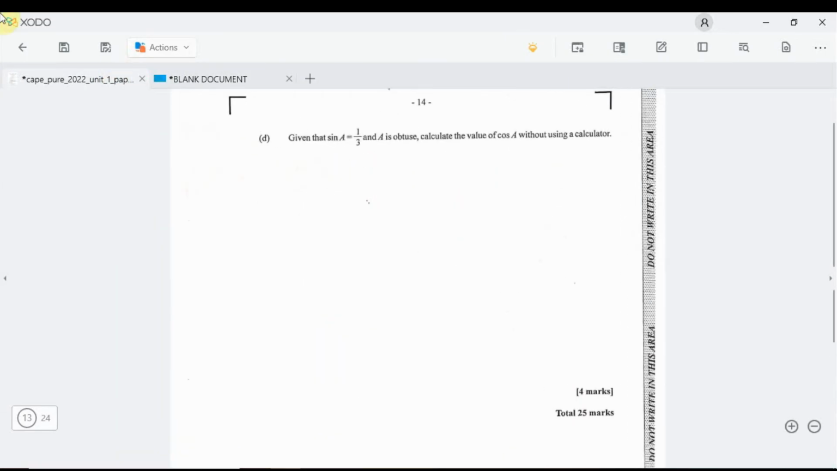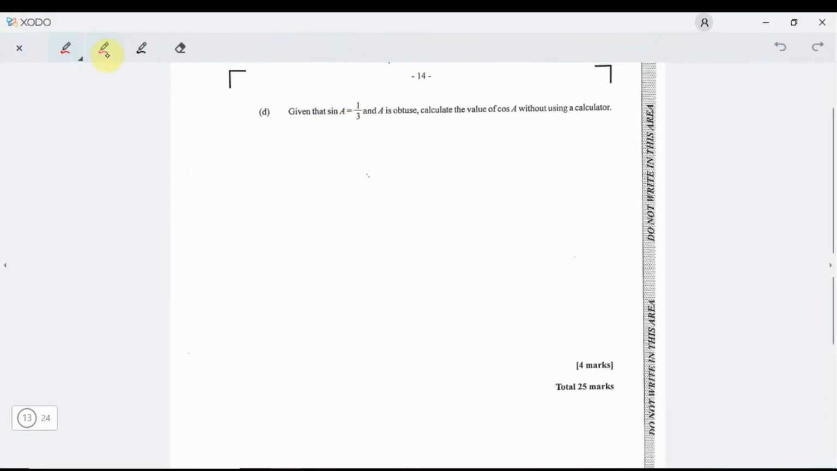Part D. Given that sine A is 1 over 3 and A is obtuse, anytime it's obtuse, you can just picture a triangle in the second quadrant, right? So A is obtuse, and this is the triangle we're focusing on. They're telling us that the opposite is 1 and the hypotenuse is 3. Calculate the value of cos A without using a calculator.